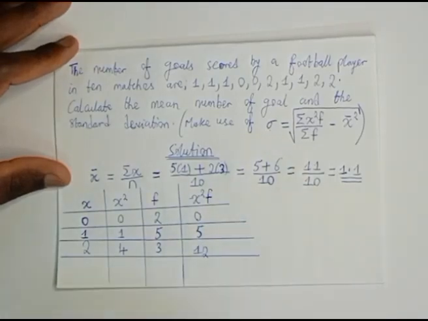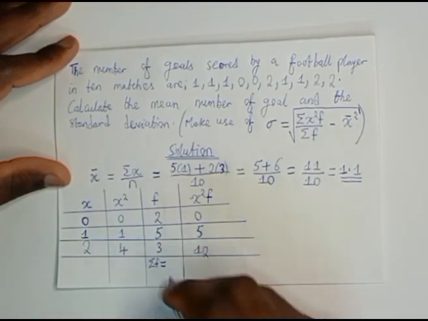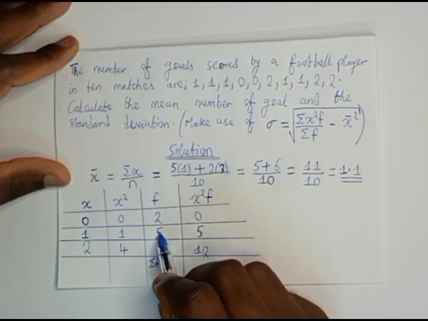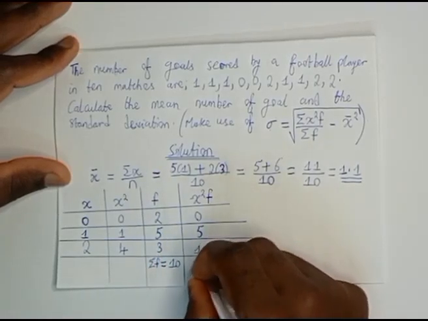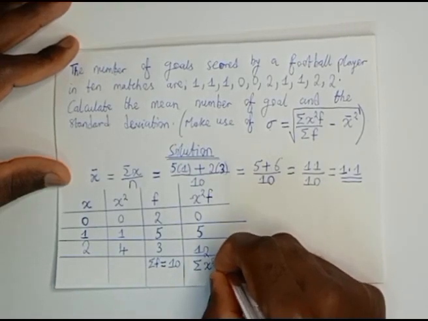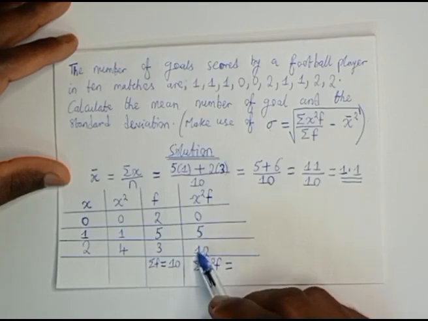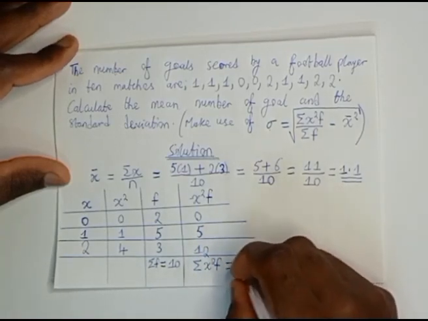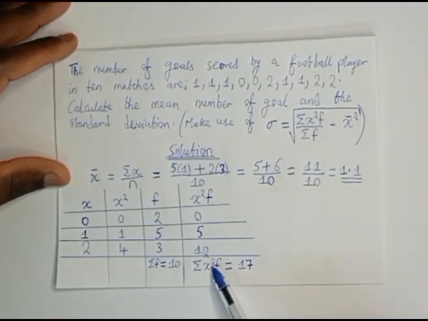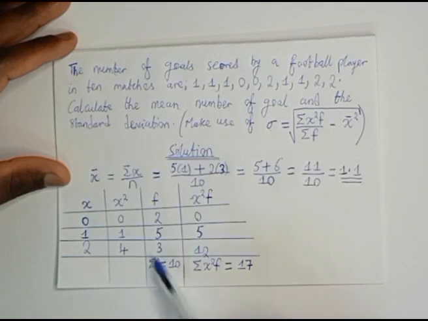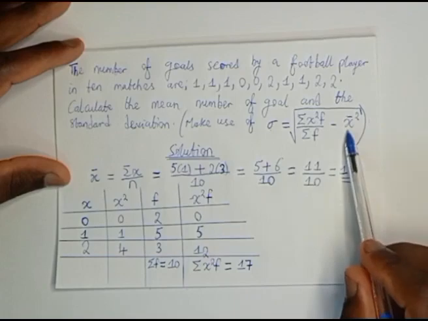Next, we need summation f. This will simply be equal to, we have to sum these values. 2 plus 5 gives 7 plus 3 gives 10. Next, we need the summation x squared f. This will simply be equal to 0 plus 5, which is 5, plus 12, it gives us 17. Knowing the summation x squared f, summation f, and x bar, we can calculate the standard deviation, making use of this formula.